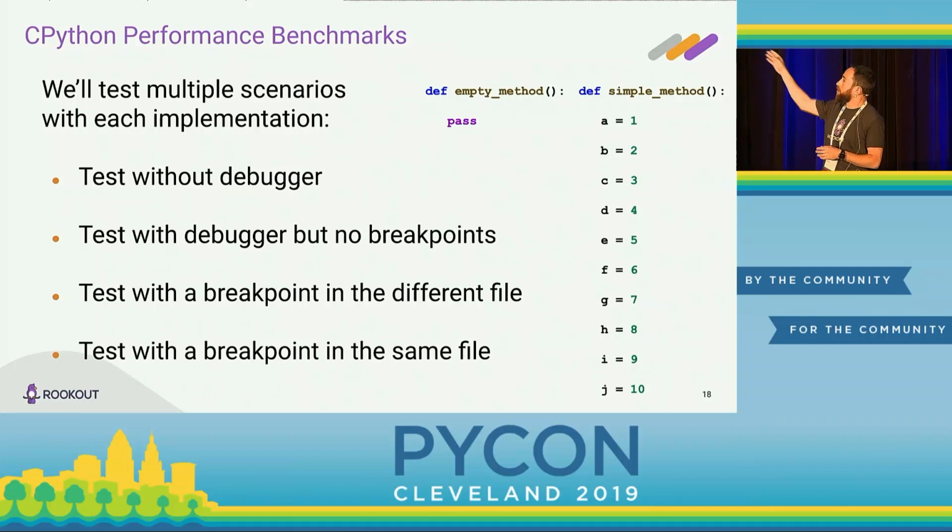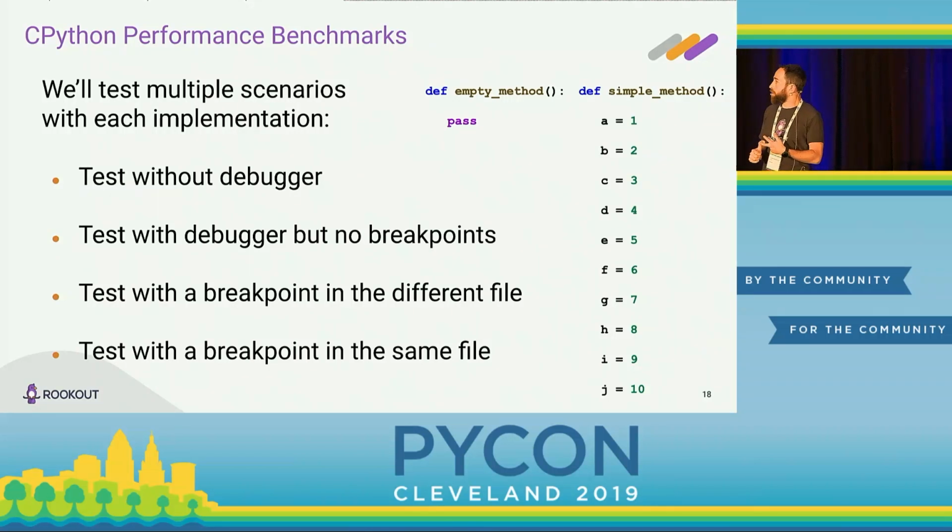We've written 2 very simple methods, one that does nothing, and one that has 10 assignment statements. And we are going to execute each of those functions 16 million times. And then we're going to see how much time it takes in 4 different scenarios. The first, how long does it take without a debugger? How fast is Python in executing those functions so that we can have some baseline?